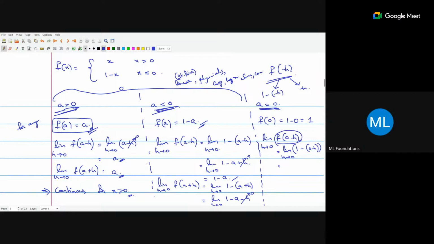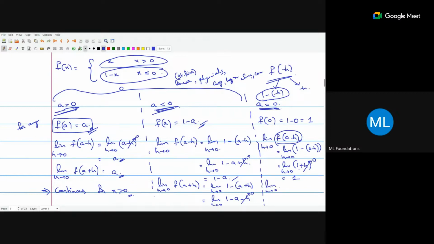I just need to know how this f of minus h will behave, whether it will go to the first piece or the second piece. Second piece. So if it is coming into the second one, I have to take this as the function value. That is what I did. Instead of f of minus h, I substituted 1 minus of minus h. Now if I simplify, this is like 1 plus h, and as h tends to 0, this will give me 1.